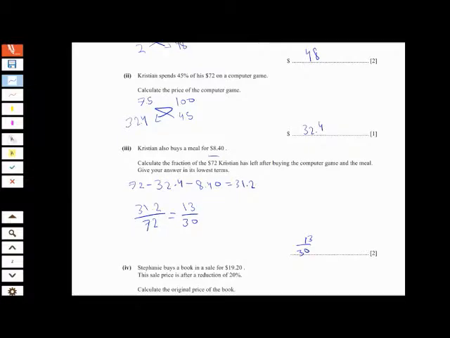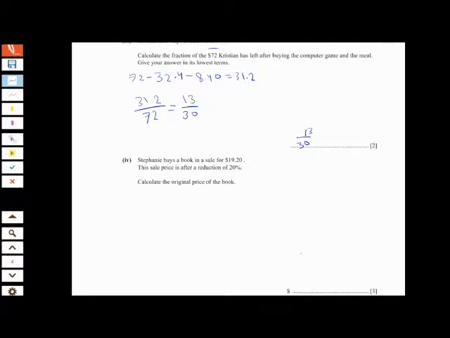Okay, now Stephanie buys a book in a sale for $19.2. This sale price is after reduction of 20%. Calculate the original price of the book. Okay, now we know that $19.2 is actually after a reduction of 20%, which is 100 minus 20, 80%. And now calculate the original price. They want the original price. The original price is of course 100%. Cross multiply and you get the answer. 100 times 19.2 divided by 80. It would be $24.